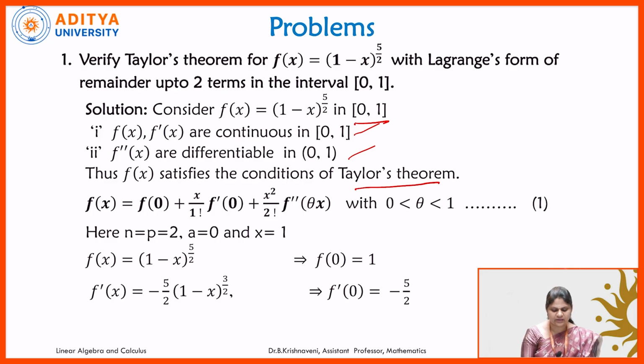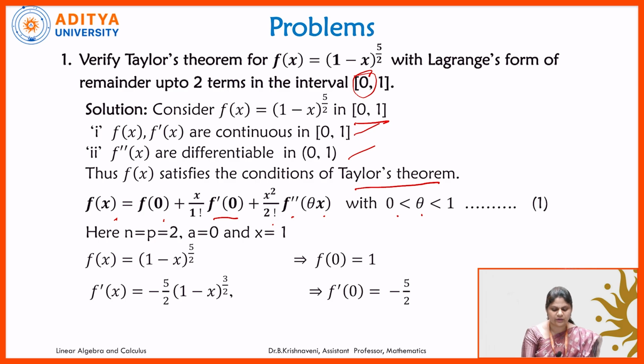Satisfying the conditions of Taylor's theorem, and the Taylor series theorem is given by, since here the interval is 0 to 1, the Taylor's theorem expansion becomes f of x is equal to f of 0 plus x/1 factorial into f dash 0 plus x square/2 factorial into f double dash of theta x, with 0 less than theta less than 1.